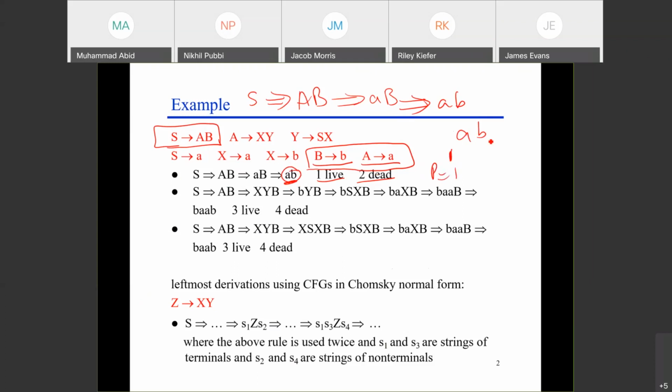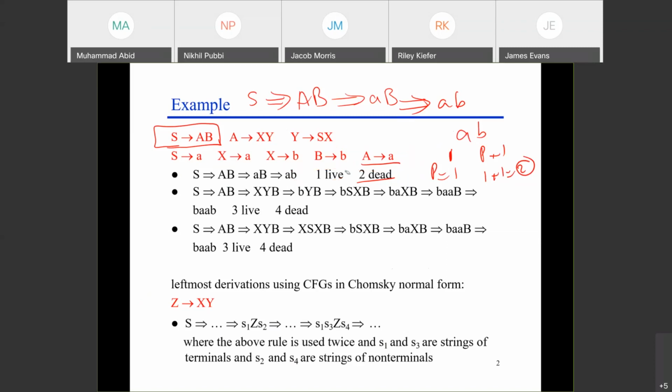So what is the length of the word? P plus 1, which is 1 plus 1, equal to 2. So look at this one, AB. Our word is AB, a two letter word. So the rule is: count how many live productions you use. That will be your P, and P plus 1 will be the length of the word. That's the idea behind that. So you can predict the length of my word. It's good.